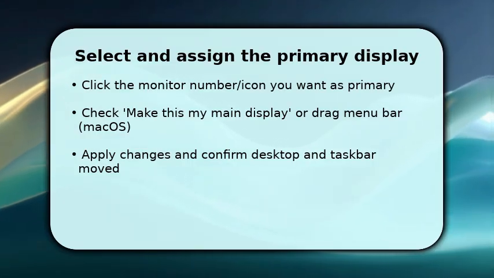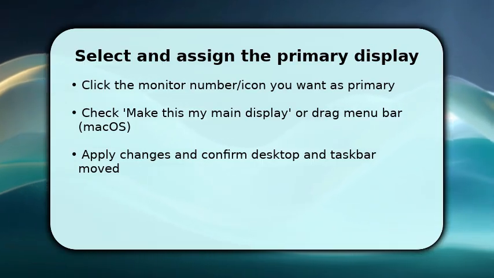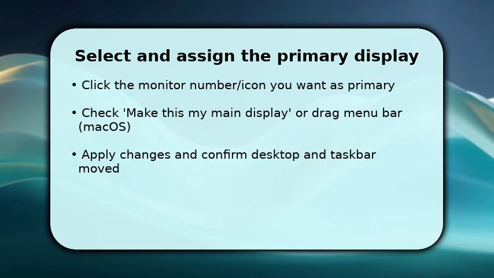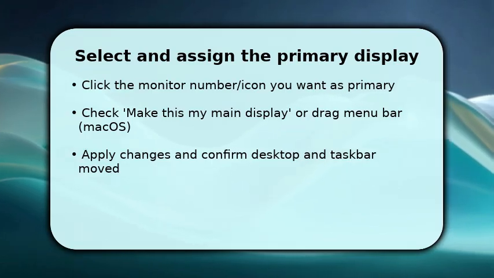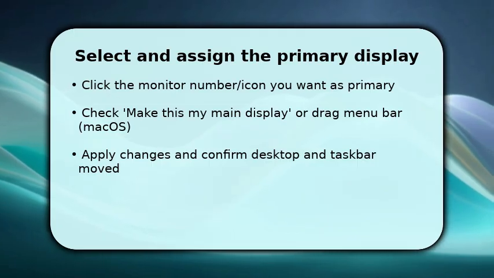On Windows, check the box labeled "Make this my main display" and press Apply. On macOS, drag the white menu bar to the desired display and arrangement. Doing this tells the OS where to place the taskbar, dock, and new windows.